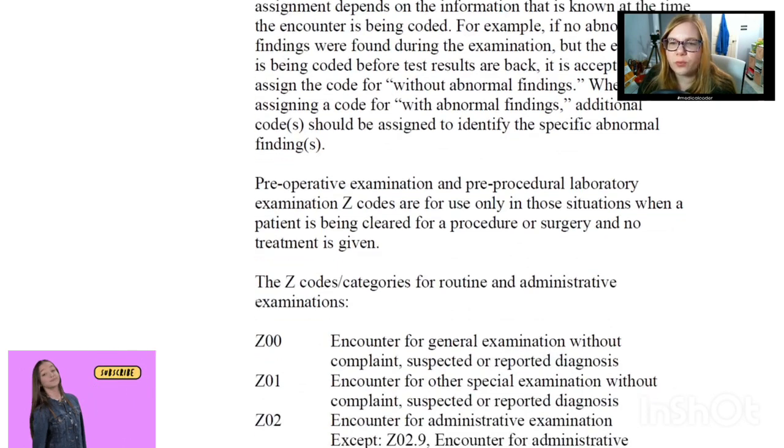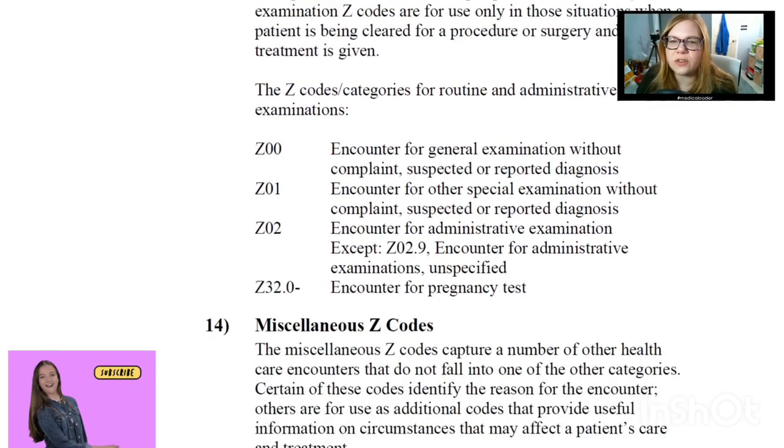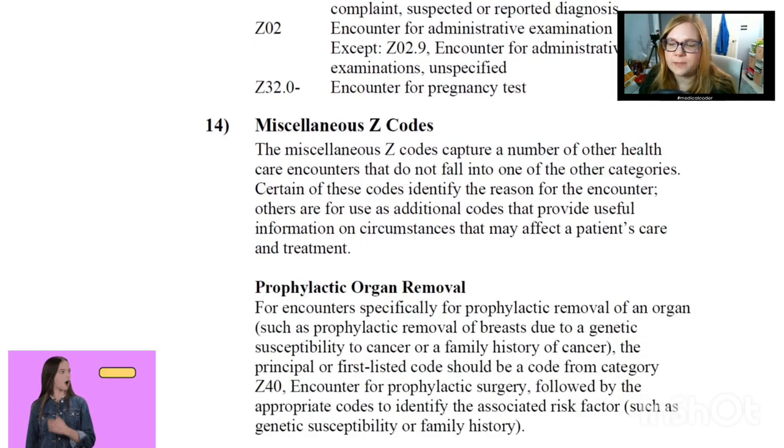Pre-operative examination and pre-procedural laboratory examination Z codes are only used in the situations when a patient is being cleared for a procedure or surgery and no treatment is given. The Z code categories for routine administrative examinations. So we have Z00. Sometimes people will refer to this as the ZOO diagnosis, and that's for general examination without complaint, suspected or reported diagnosis. Z01 is for other special examinations. Z02 is for administrative examinations, and then Z32.0 is encounter for pregnancy test.